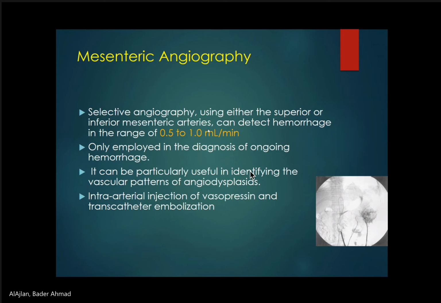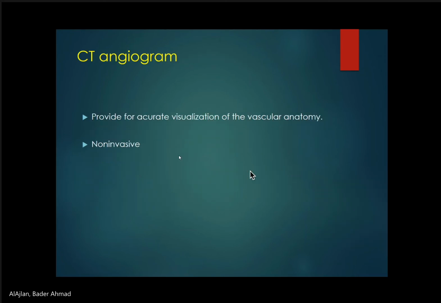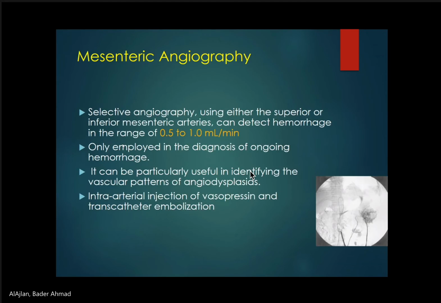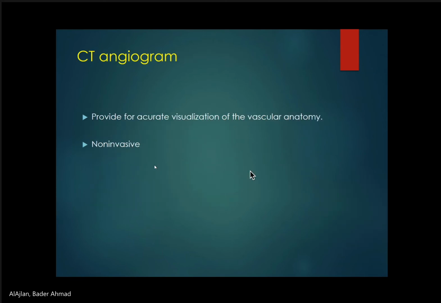Interventional, I would say they're detecting 1 ml per minute. CT angio, they might get 0.5 ml per minute. So it's non-invasive compared to interventional radiology, which is a mesenteric angiography. This is more aggressive, and they have a therapeutic approach. But for CT angio, it's just to detect the problem.